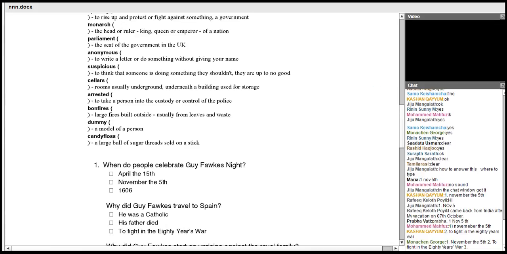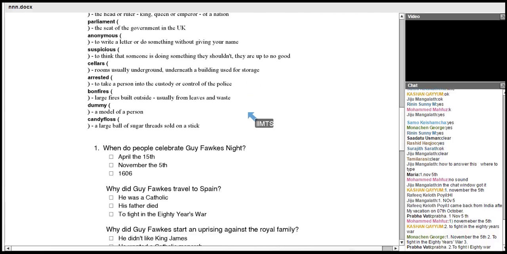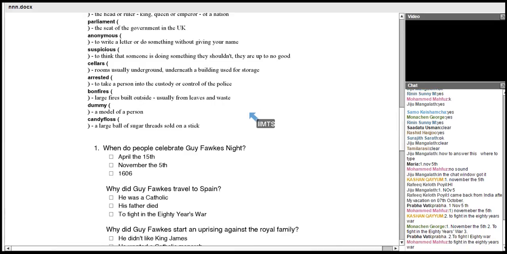Rafiq, welcome to the class. You have to read the passage, and after reading it, write a short summary for the same. Guys, you don't just have to do the multiple choice questions. After doing the MCQs, you can surely write the short summary. Rafiq, please read the passage.